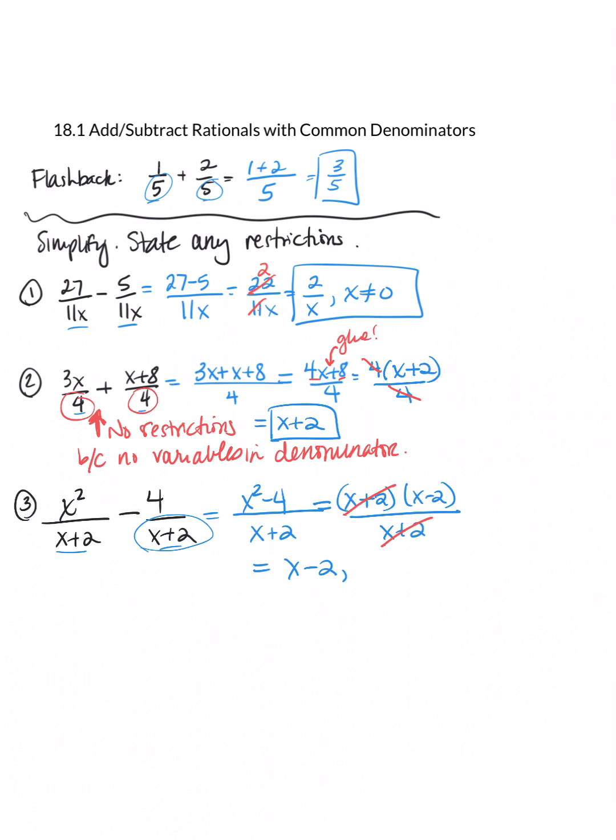So what is it that would make this one undefined? Well, in my mind, if I set that equal to 0 and jump the 2 over, then x would be negative 2. So x cannot be negative 2. That is my restriction on this guy.